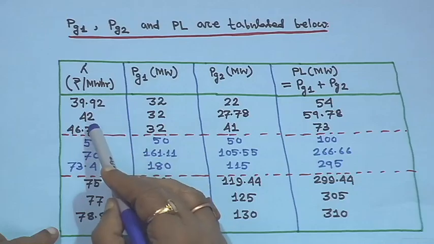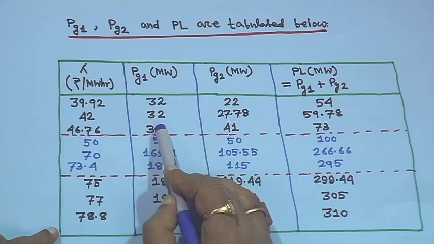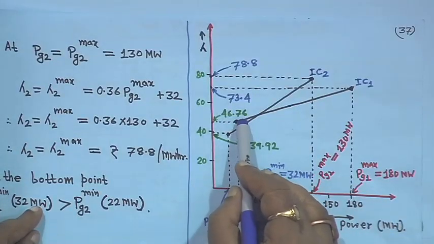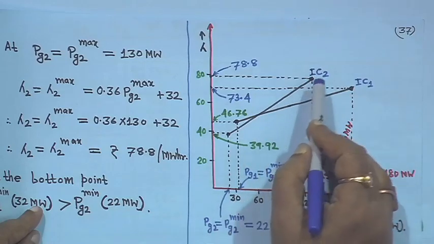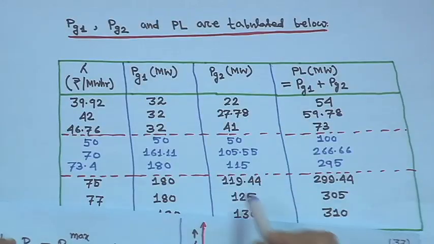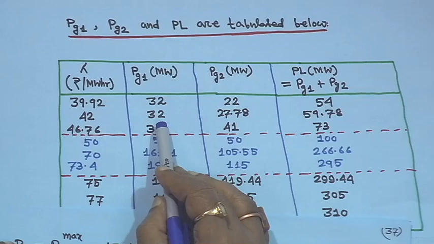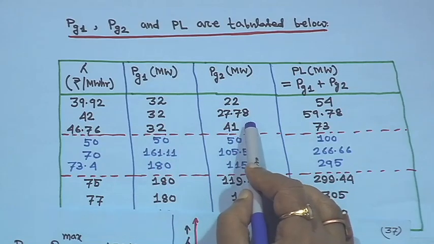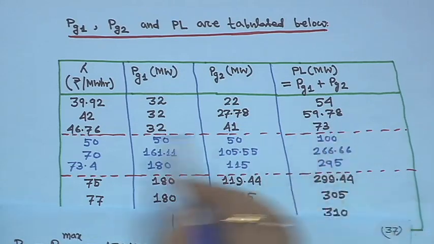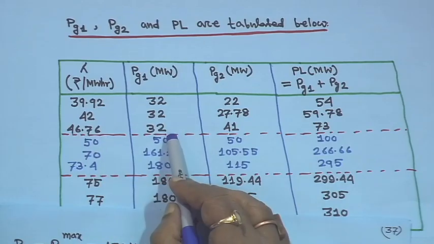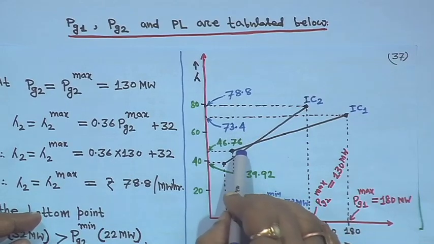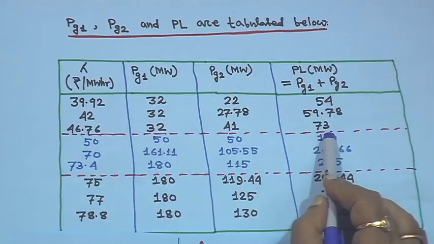Now, when lambda is equal to 42, Pg1 will remain fixed, but Pg2 has to generate power, because lambda you are increasing unless and until it comes to 46.76, and generator 1 cannot generate before that. So, when lambda is 42, Pg1 will remain at 32, but Pg2 at that time calculates to 27.78, all these equations have been given, and the total will be 59.78. When it comes to 46.76, Pg1 will remain at 32, at that time Pg2 is 41, and the total is 73.